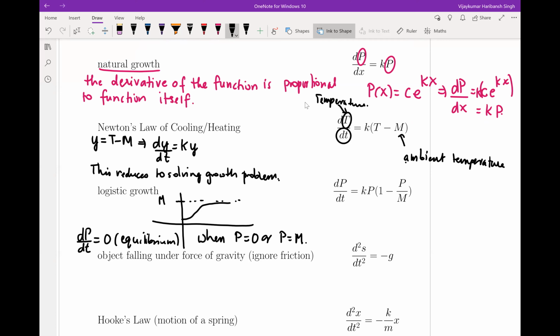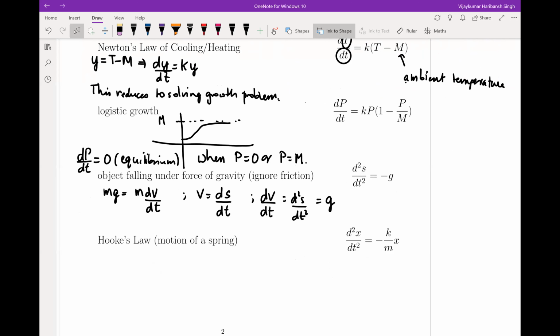Similarly, in this case, an object falling under gravity, if you ignore the friction, you have mg equals m dv by dt. But your v is ds by dt. So therefore we get dv by dt, sorry, dv by dt is d square s by dt square. And that will be, if you divide both sides by m, you get g.